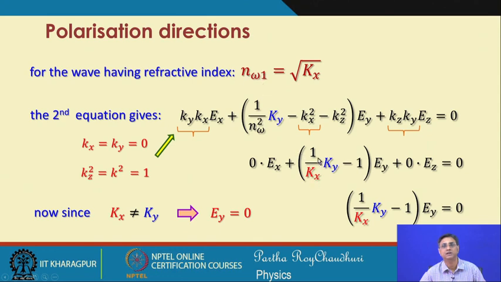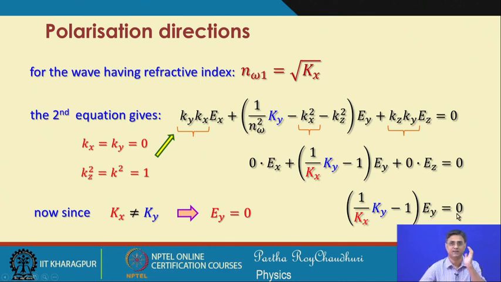So, I have written exactly that, but for n omega square I have used the value of n omega 1. So, that is equal to 1 by k x into k y minus 1 into E y equal to 0, and for the third term, since k y equal to 0, we have 0 into E z equal to 0. So, this is the reduced form of the equation, where we have used the appropriate values of k x, k y, k z, and also the value of n omega 1. Then only this quantity has to be 0. If it is so, because k x and k y in general are not equal, that means E y must be equal to 0.